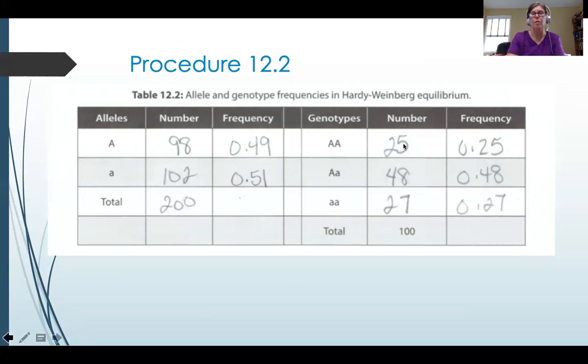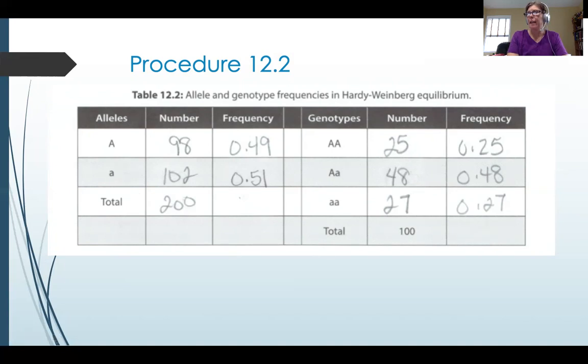You and your partner would have recorded it, and in this case, you recorded 25 red, red, 48 red, yellow, and 27 yellow, yellow. That's little a, little a. Or 25 PP, 48 PQ, 27 QQ. Then I took those and divided them by 100 to get my frequencies: 0.25, 0.48, 0.27. Then I went over here and had to calculate my big A and my little a.